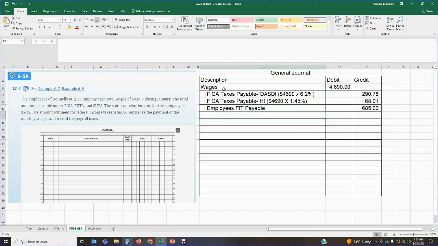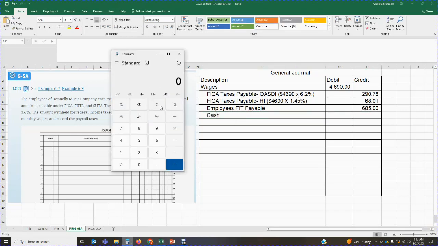Okay, so now we know that our employees earned $4,690. I'm going to take away $290.78 for the OASDI. I'm going to take away $68.01 for the HI, and I'm going to take out $685 for the federal income tax. Okay, so now we can figure out how much cash we're actually going to pay out our employees. Okay, this is what they're actually going to take home.